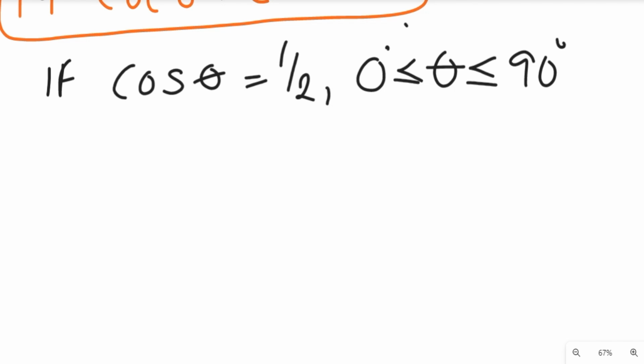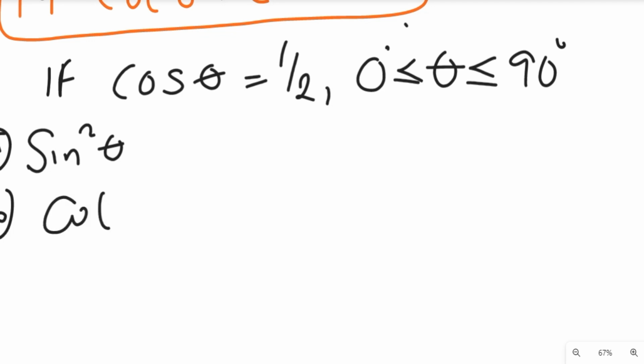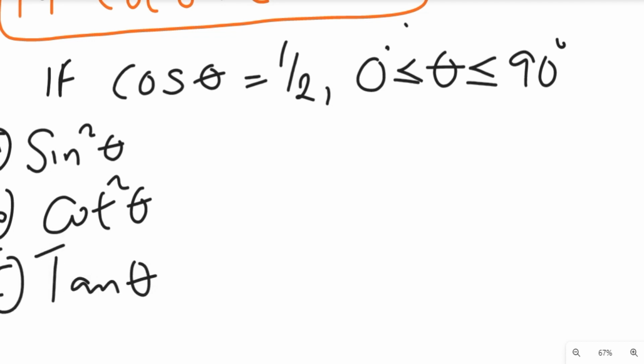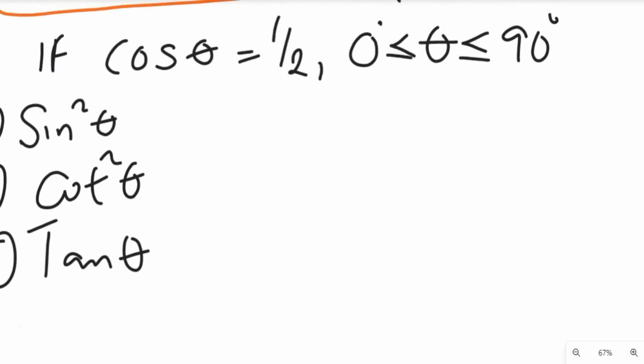If you are asked to find sine square theta, that's the A part, and B, you are asked to look for cot square theta, and C, you are asked to look for tan theta. What are you going to do? Now we're going to look at how we'll solve this question.